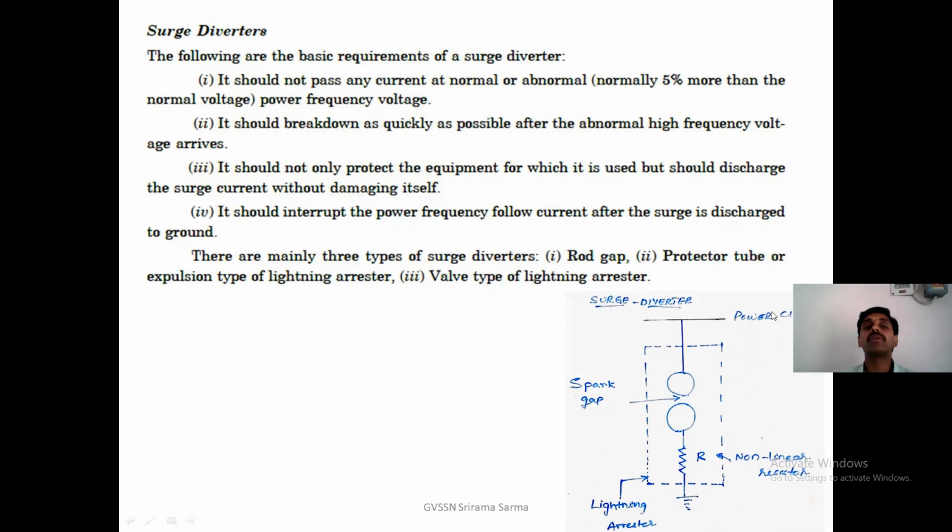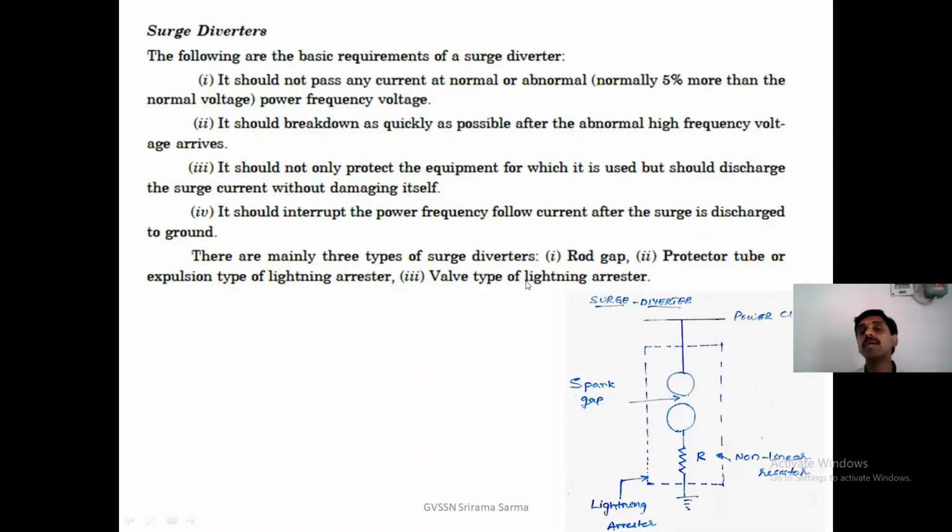That means if normal power frequency current flows, it should not go like this. It should go to the equipment directly. It should interrupt the power frequency flow of current of the surge discharge. Once the surge is discharged, if normal current goes, that should not be earthed. So it should interrupt the power frequency flow of current, as I discussed.